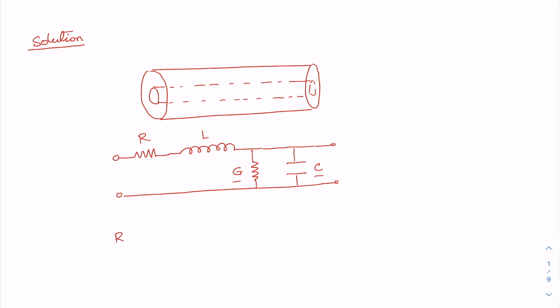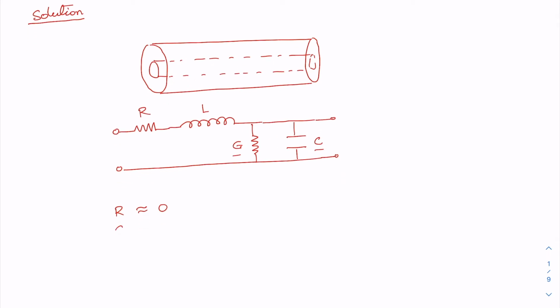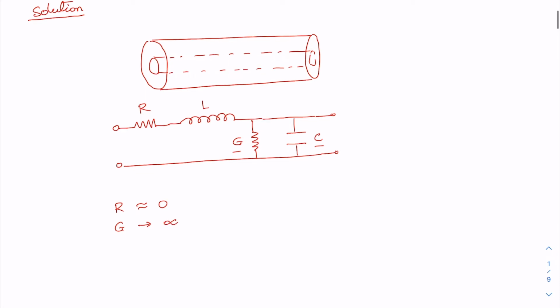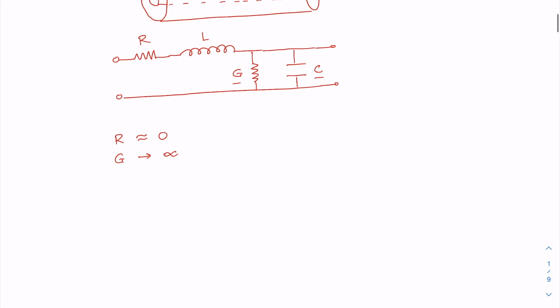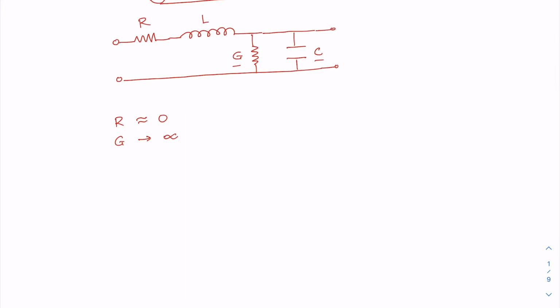In general, R is considered to be very small. So in superconducting circuits we consider the transmission line to be nearly lossless, so R is 0, and the conductance is taken to be very large, so this conductance tends to infinity. Under these two approximations, the schematic of the coaxial cable would be very simple. We'll have an inductance and this conductance only.